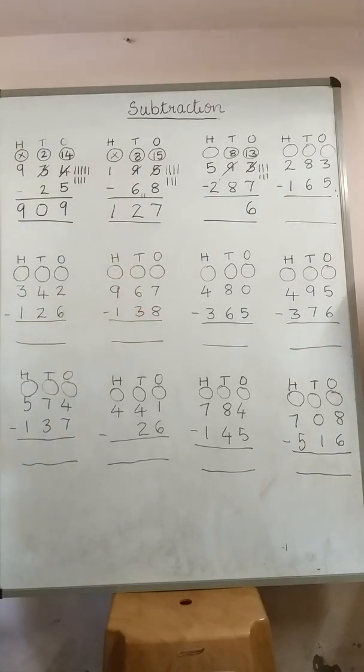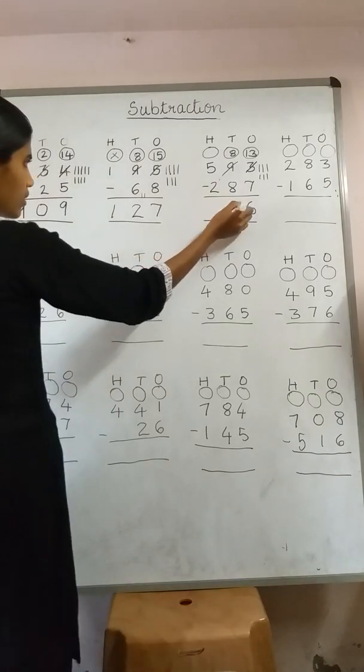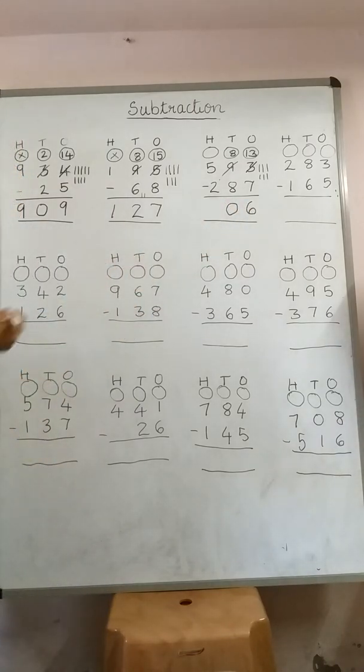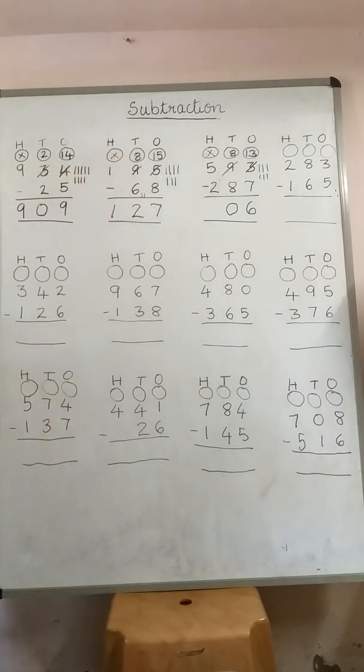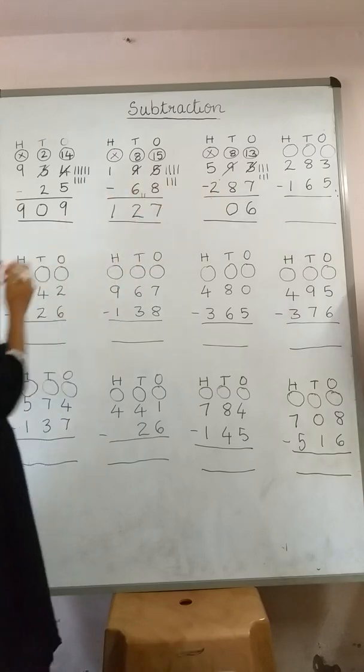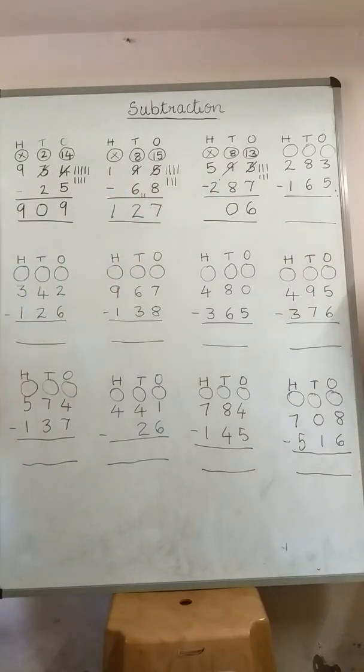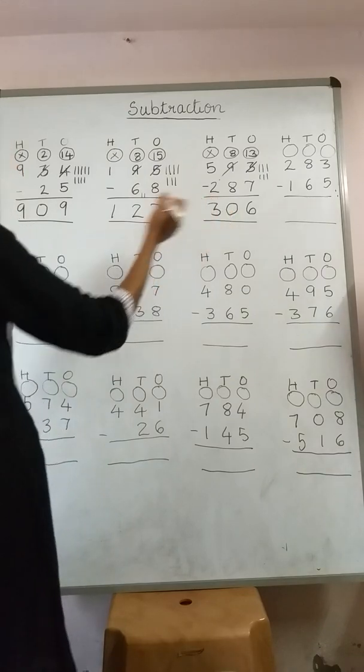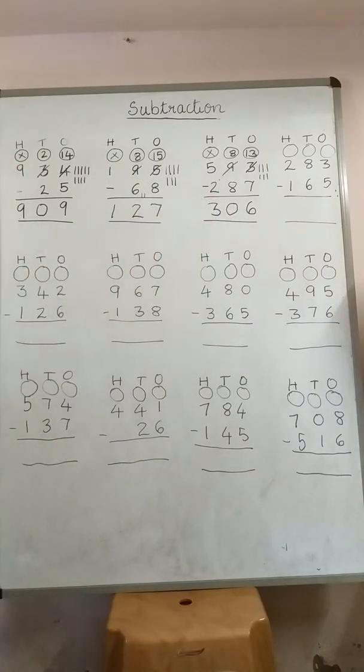Coming to the tens place. 8 minus 8. 0. Then there is no carry in the circle. So let us strike the circle off. So 5 minus 2. What is 5 minus 2? Take your 5 fingers. Cut 2 fingers. How many remain? 3. Answer is 306.